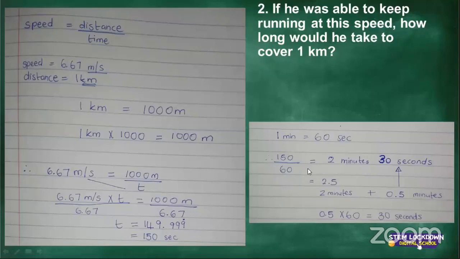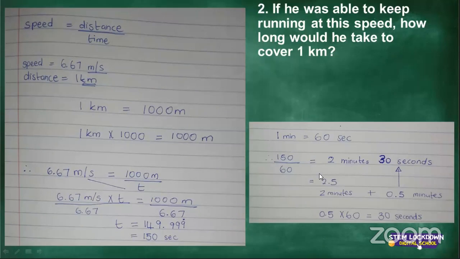So we have 150 seconds. Remember what I told you? 1 minute is equal to 60 seconds. Whenever you are given seconds in values that are above 60, we need to convert that and break it down to minutes and seconds. So we have 150 seconds. Let's divide that by 60. To convert from seconds to minutes, we divide by 60. Divide by 60, you've got what? You've got 2 minutes and 30 seconds.